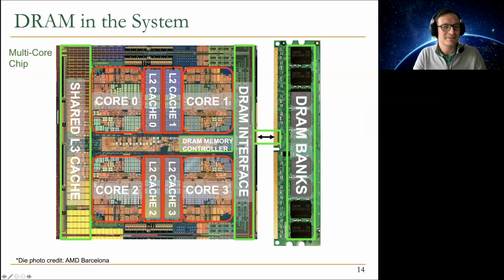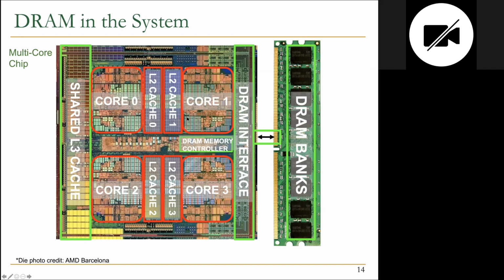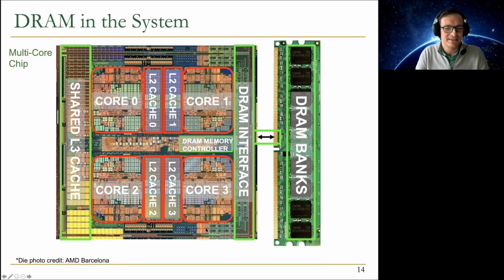So if you look at memory in the system, this is an old picture of a multi-core system. This is AMD Barcelona, which was around 2004 or 2006 or so, let's say. And you can see that this is the core chip, the CPU chip. It has multiple cores.